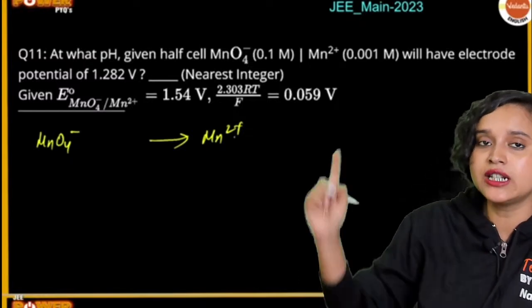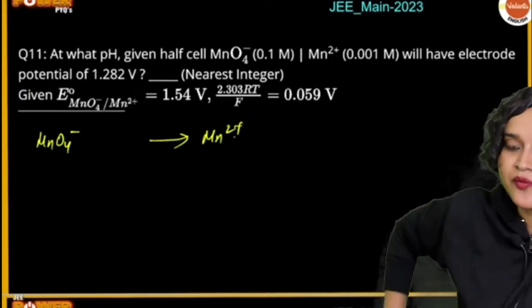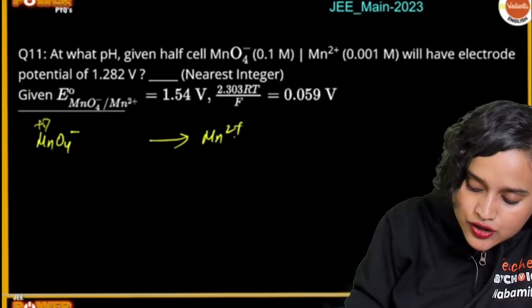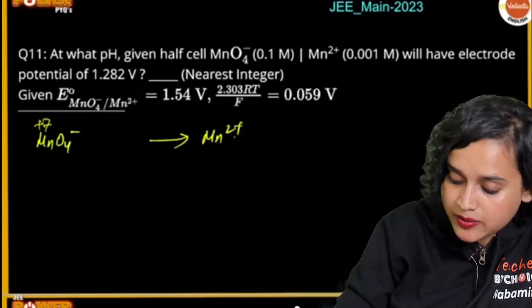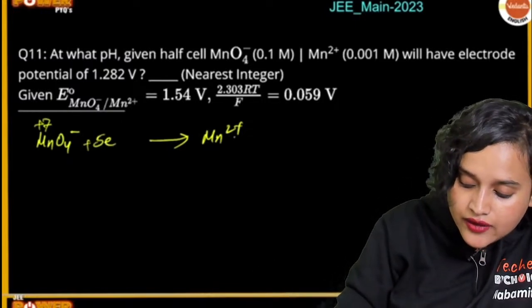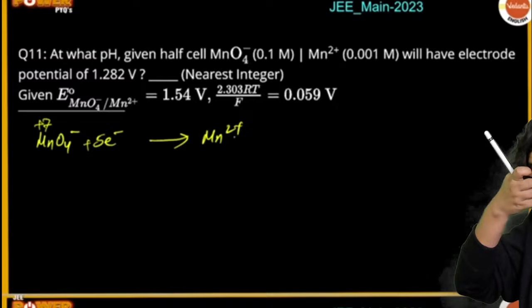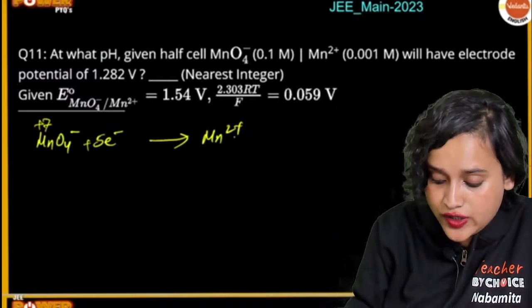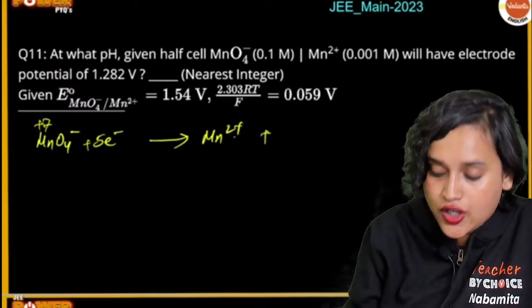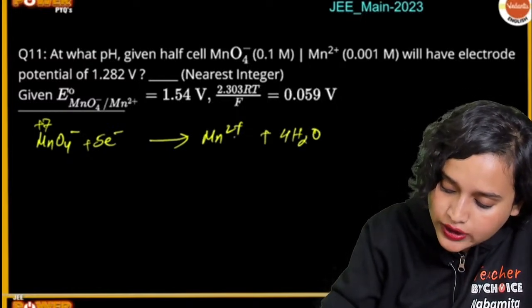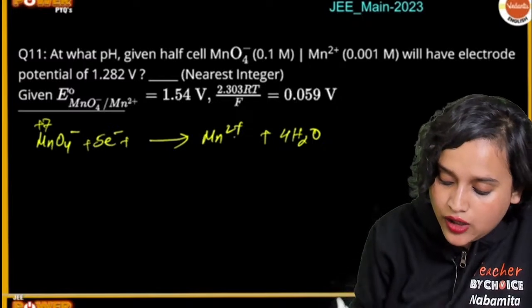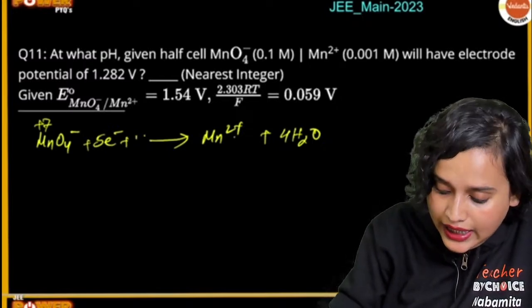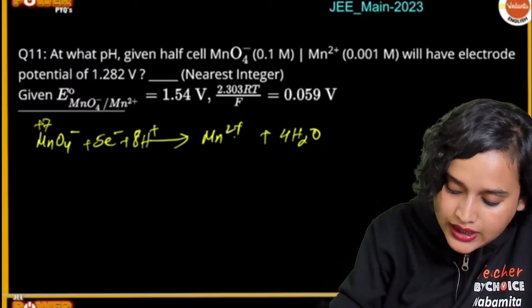MnO4 minus, can somebody tell me what is the oxidation state here? This is going to be plus 7. So plus 7 to plus 2 oxidation state. That means there is a give and take relationship of 5 electrons. Now what will happen? There are 4 oxygen here, so can I write 4H2O? If I write 4H2O, we are left with 8H plus. Am I right?